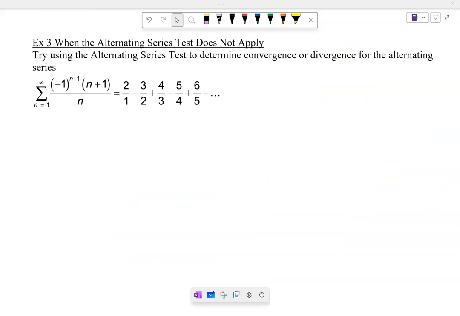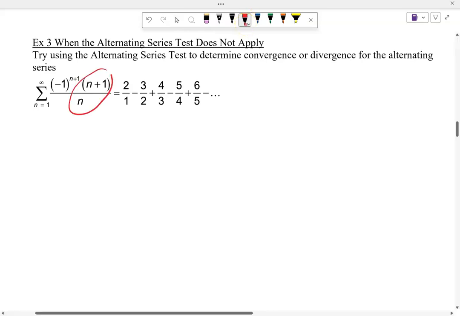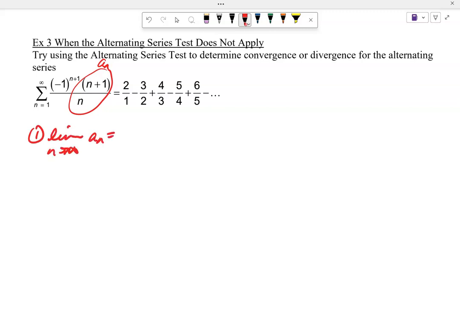All right, let's go ahead and notice that the signs here do alternate. I got 2 over 1, then a negative 3/2, and a positive 4/3, and so on, right? And so right here is my a_n part that's not alternating signs. So number 1, let's apply the alternating series test: is the limit as n goes to infinity of a_n equal to 0? Well, that would be the limit as n goes to infinity of n plus 1 over n.